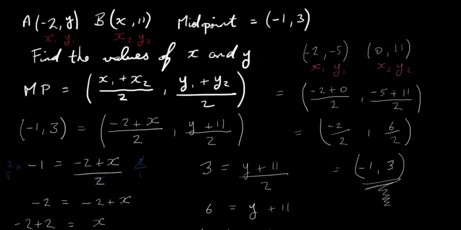This is our midpoint, and it is in fact the midpoint we were given in the question. Minus 1, 3, minus 1, 3. So our values of y being minus 5 and x being 0 are correct. Okay, so that's it.